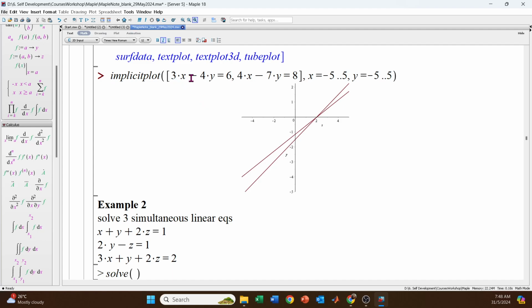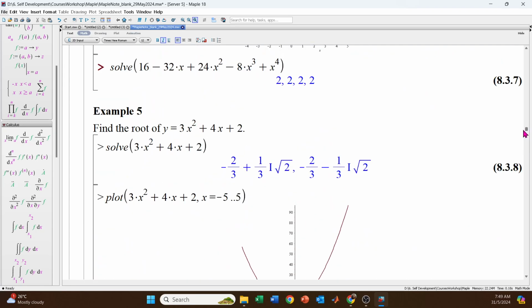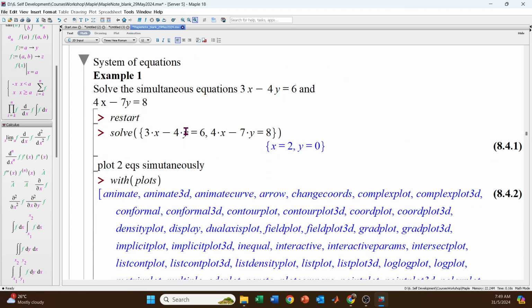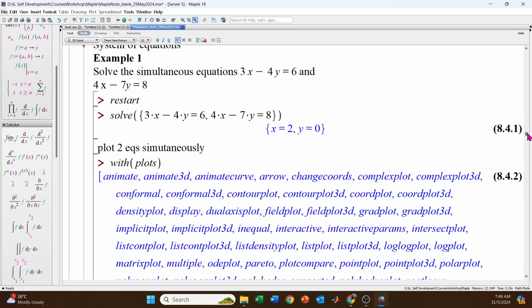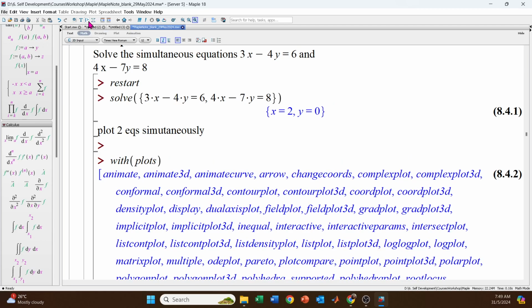If x and y are defined implicitly, you just use implicit plot. If you want to use plot, then like just now, plot must be a function of x only. So in this case, if you want to use plot, you must express y as a subject.